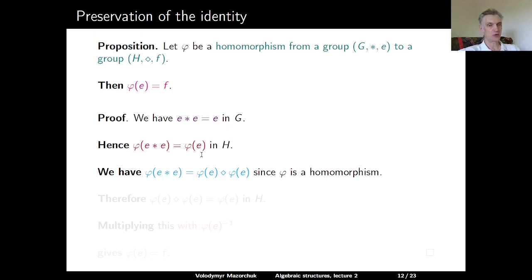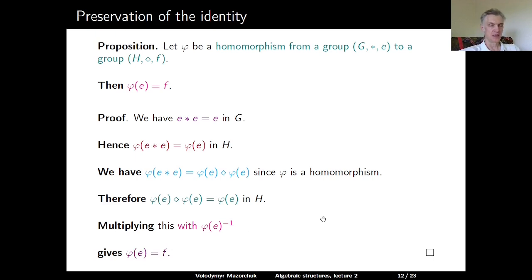Now, since phi is a homomorphism, phi applied to identity times identity is equal to phi of the identity times phi of the identity, but now in the group H. And so if we combine this, we get that phi of the identity times phi of the identity is equal to phi of the identity, now in the group H. If we multiply this with the inverse of phi of the identity on any side, we will get that phi of the identity is equal to the identity element in H. And this proves our proposition.